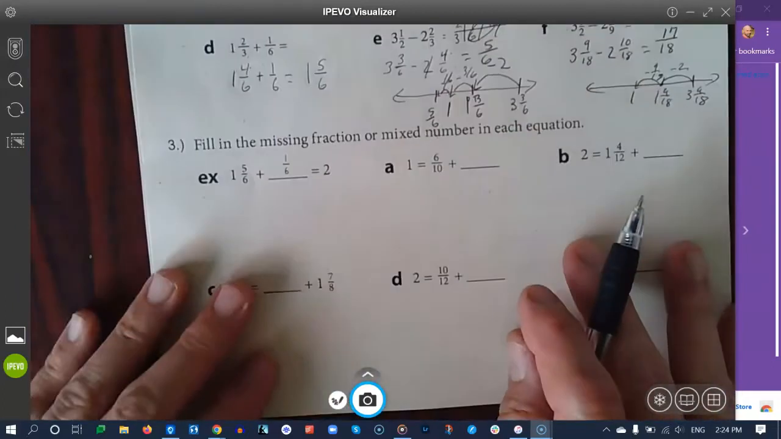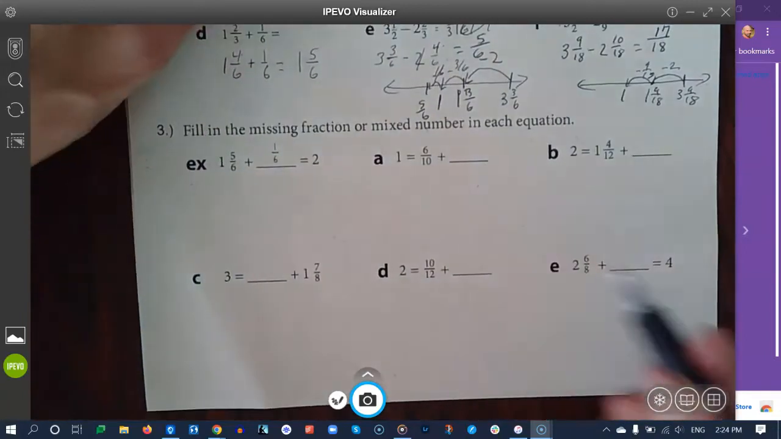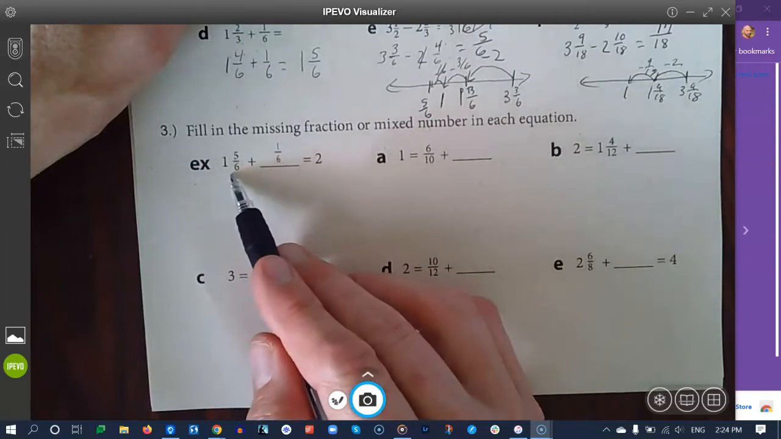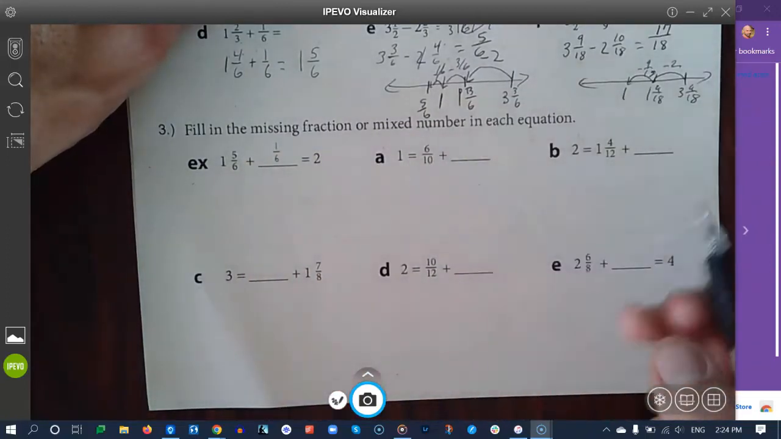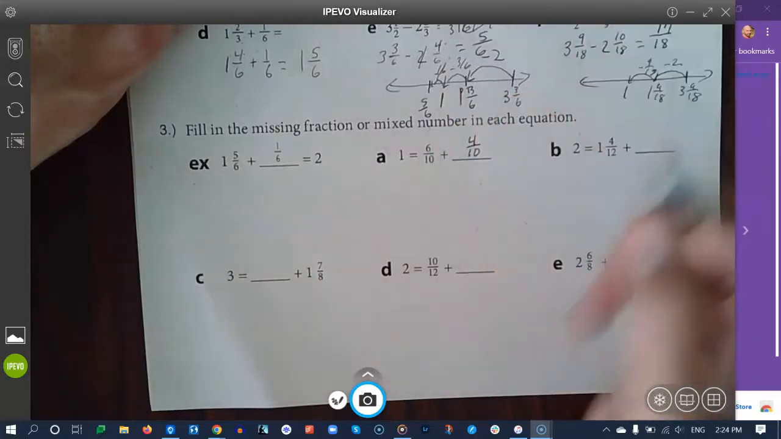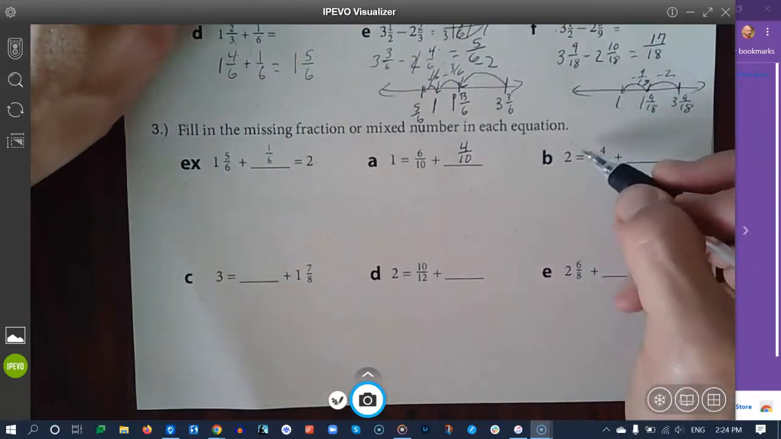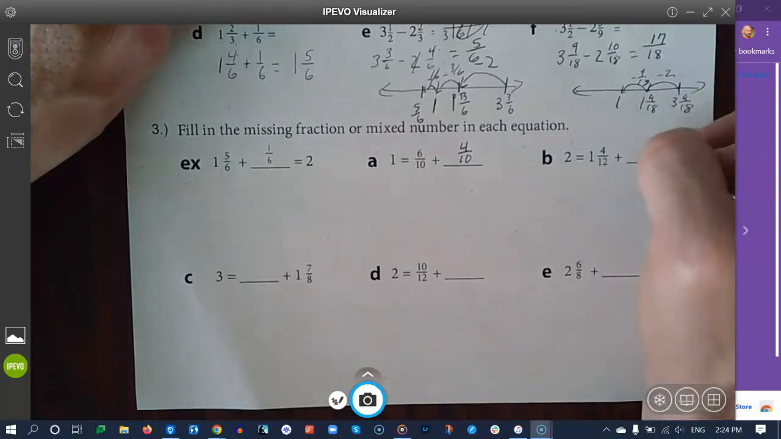Cool. Fill in the missing fraction or mixed number in each equation. So they have an example, 1 5/6 plus something equals 2. So I just need 1/6 more to get to 2. So 6/10 plus something equals 1. So that's going to be, I'm 4/10 shy, so that's going to be 4/10. I could put 2/5 there if I was very fancy. Very fancy. 2 wholes, I have 1 4/12, so I need to get this to 12/12. So I'm going to add 8/12 to it.